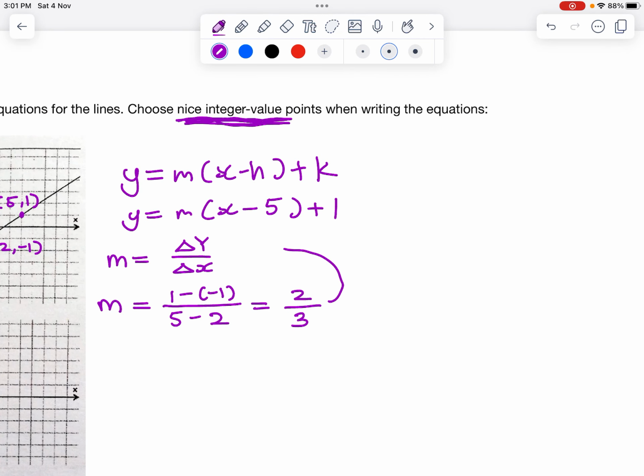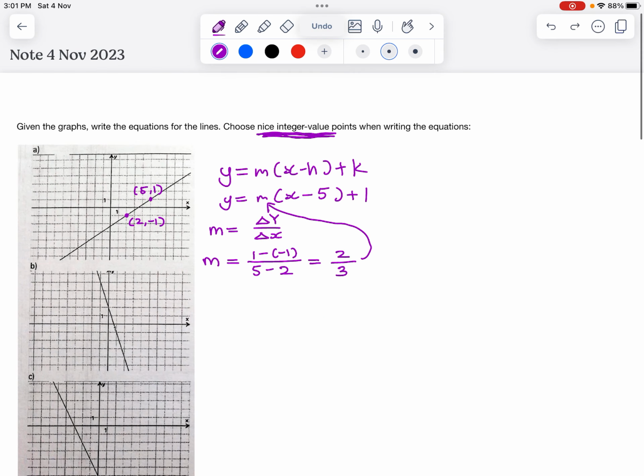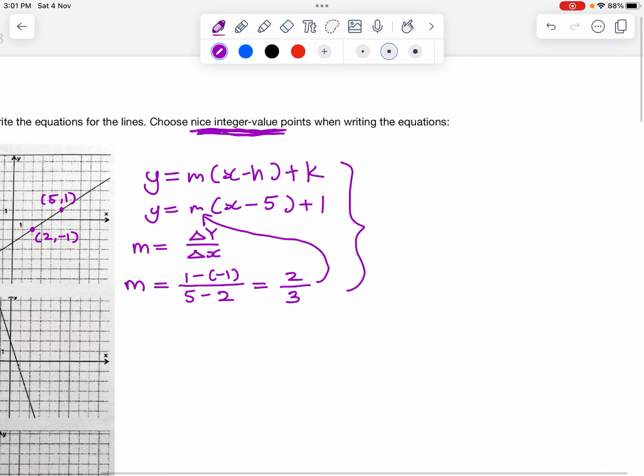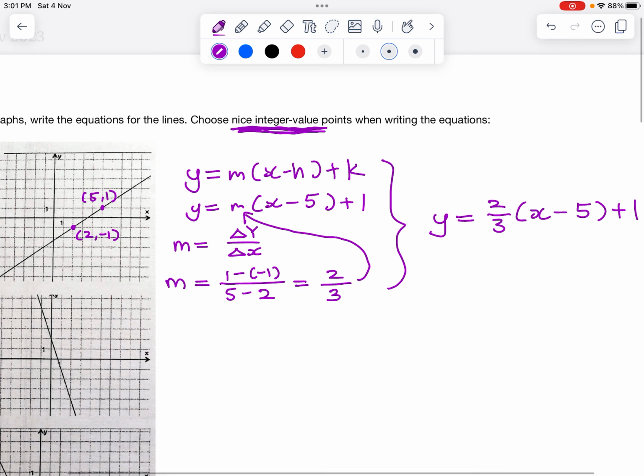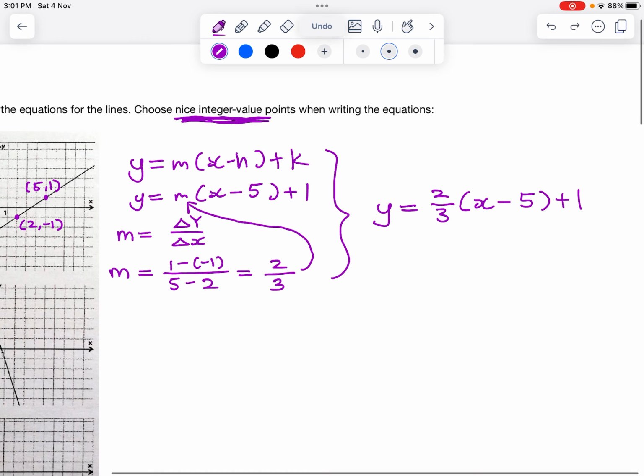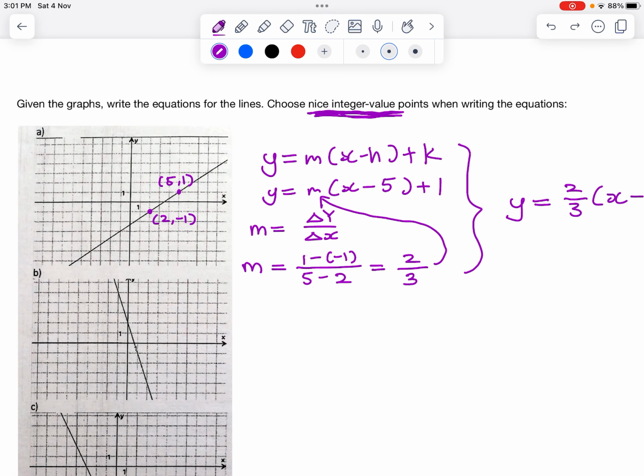And then we can plot that in here, which becomes y. Let's leave some space for later, which becomes y equals to 2 over 3x minus 5 plus 1. And there you have it. We have our point here. We can see very clearly that we have the point 5, 1.